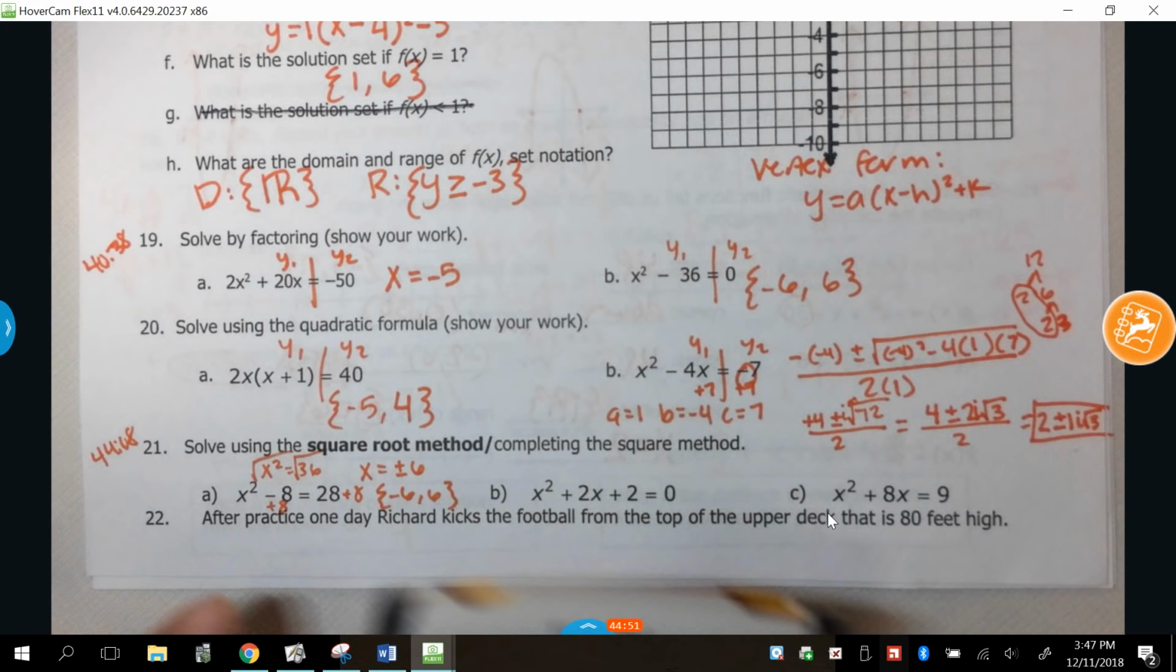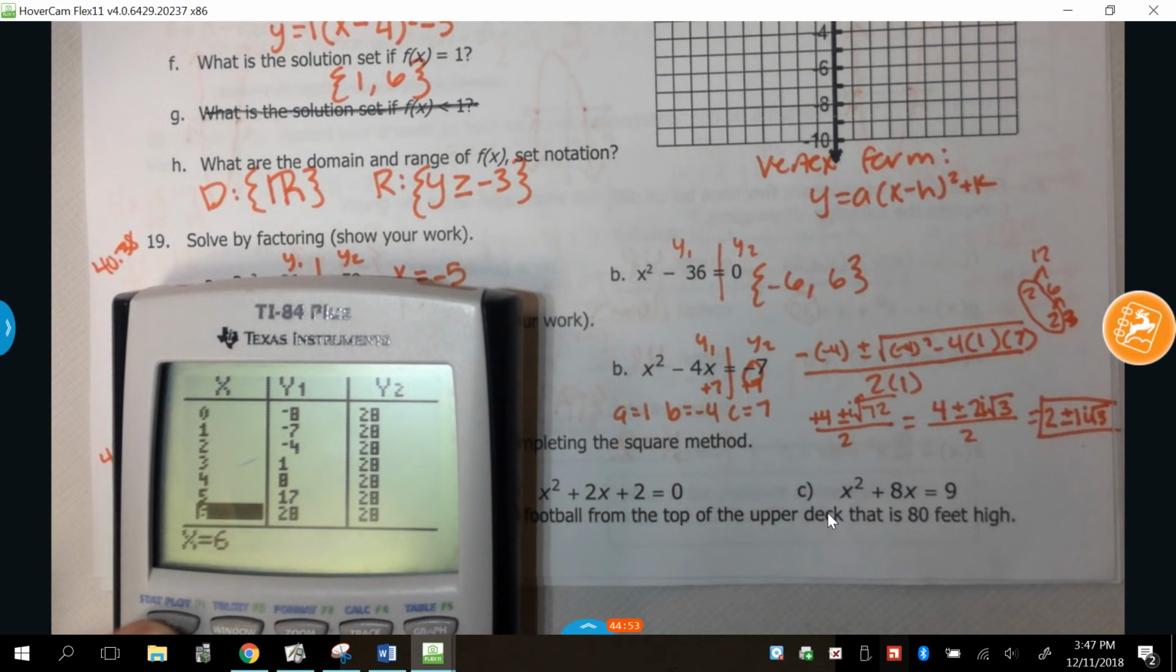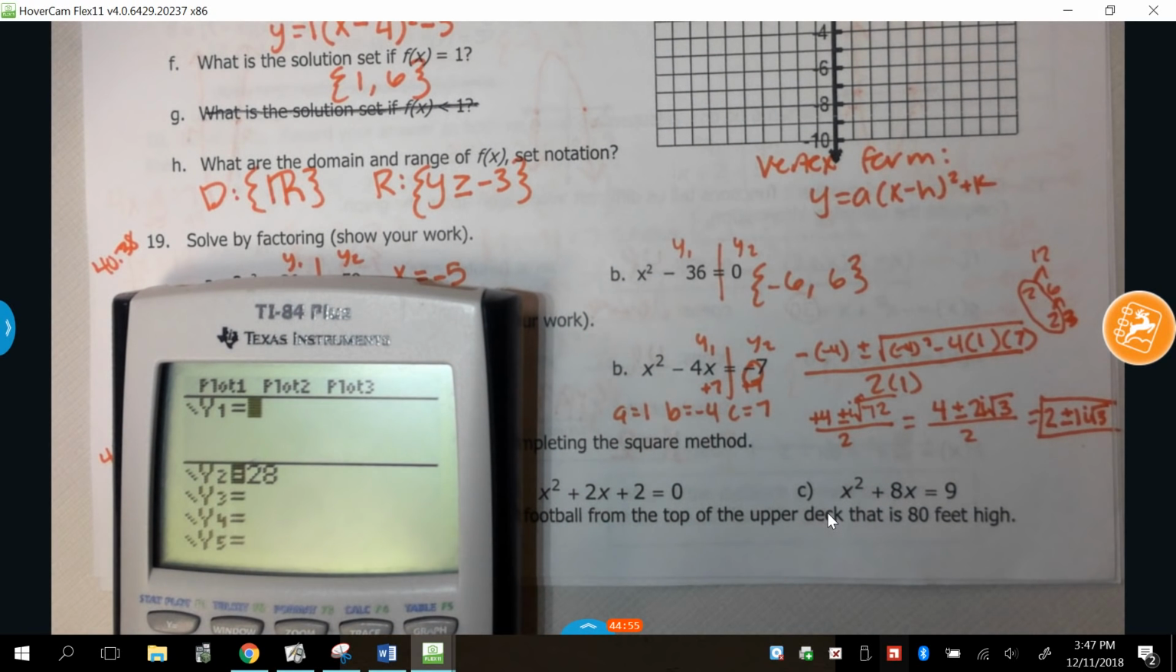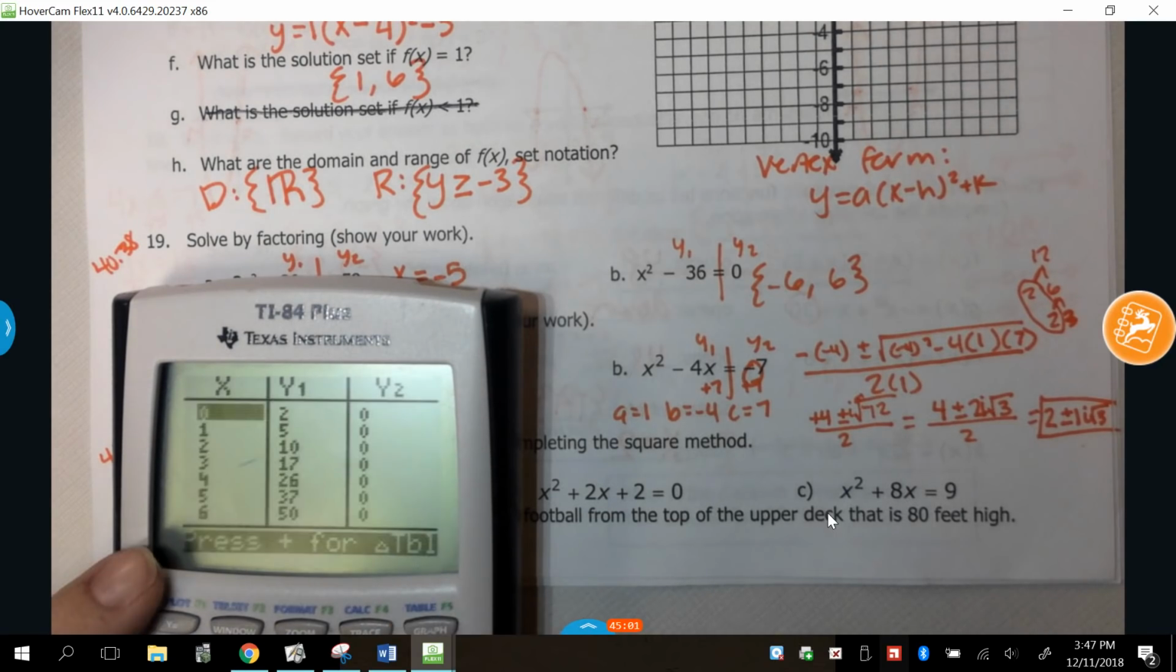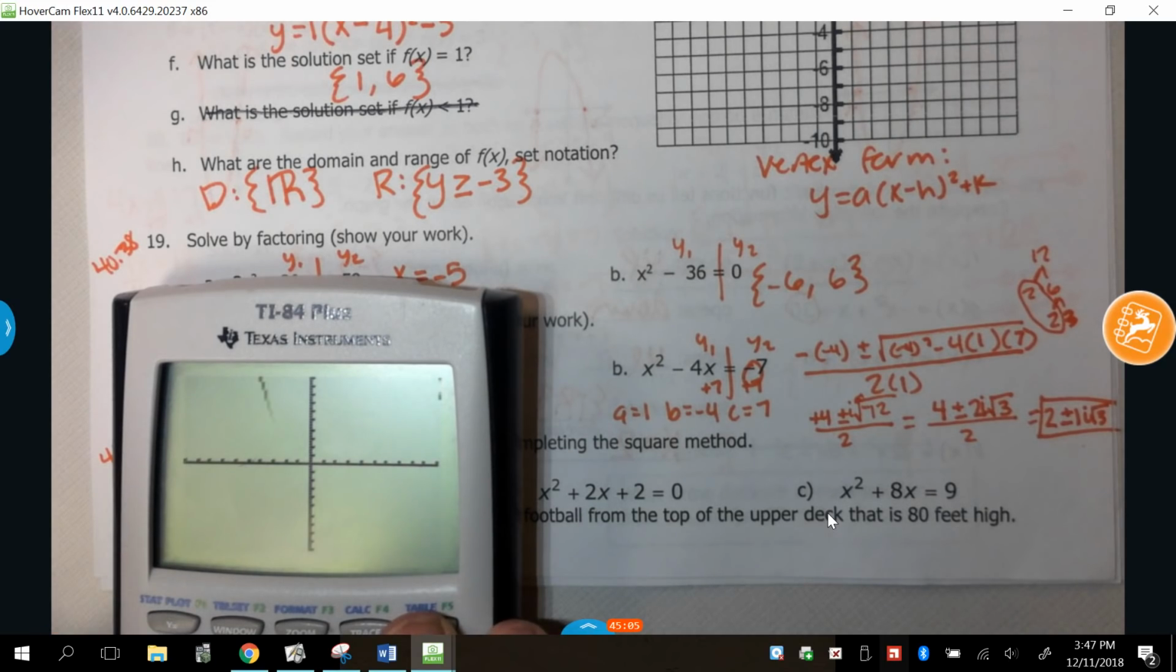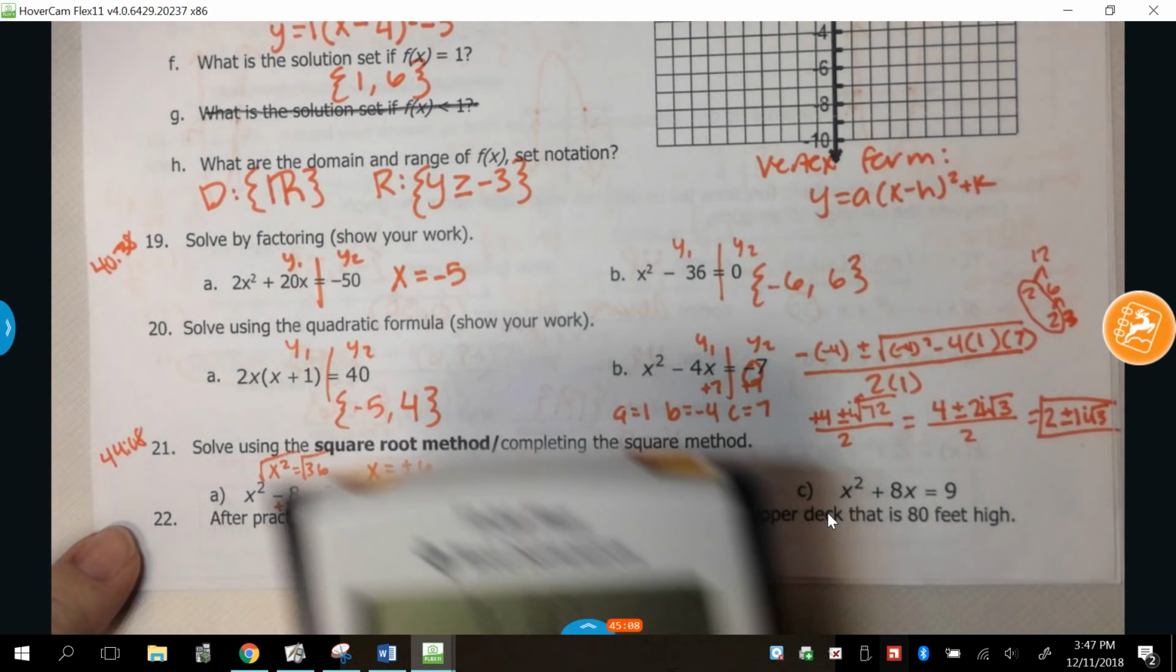Let's try this one in the calculator. x squared plus 2x plus 2, 0, second graph. So if we hit graph, this one's imaginary, so we definitely have to do it.